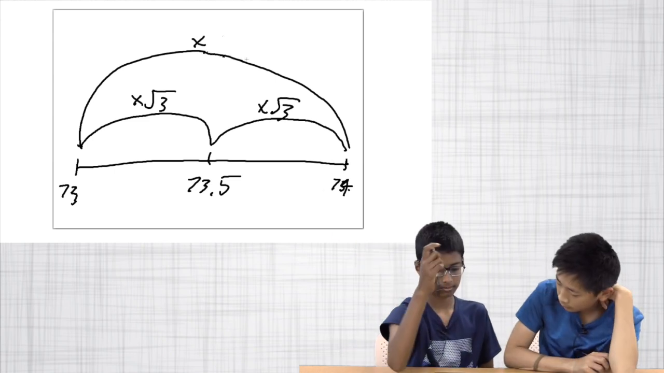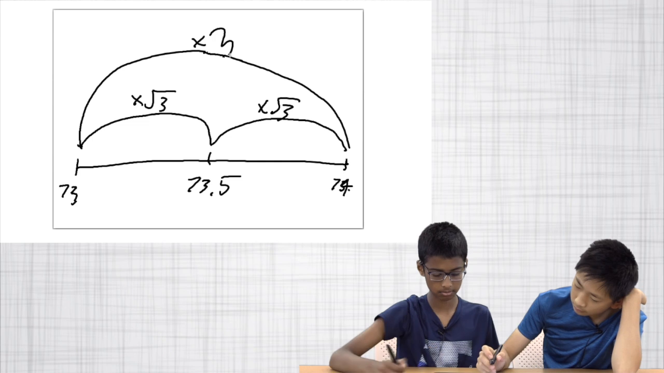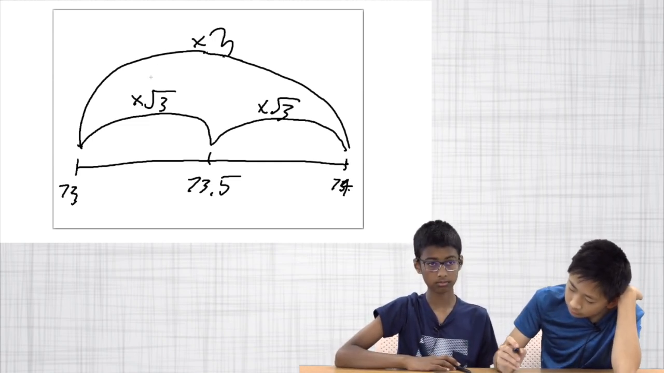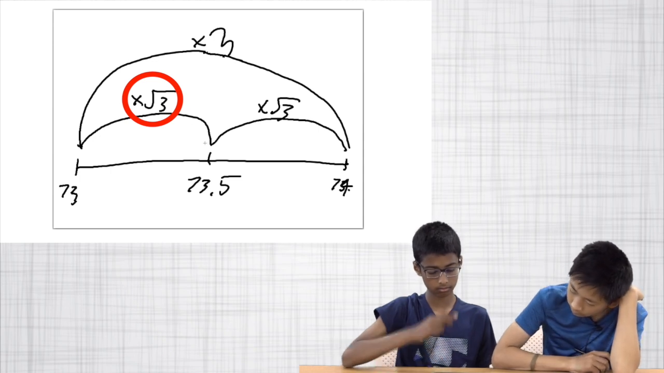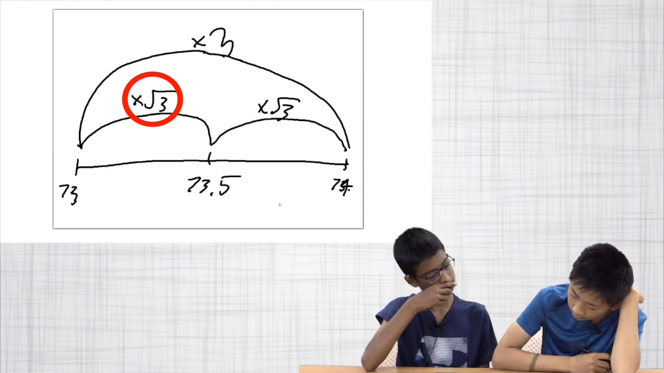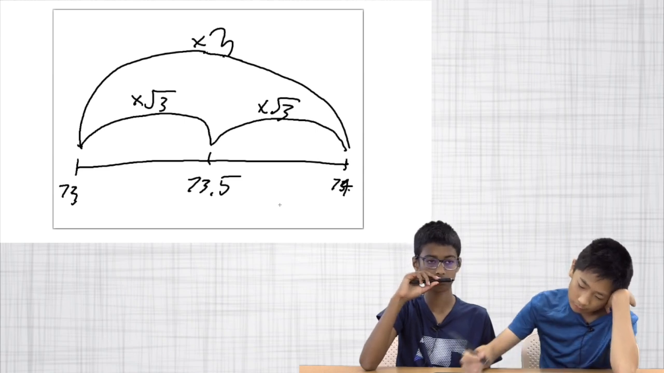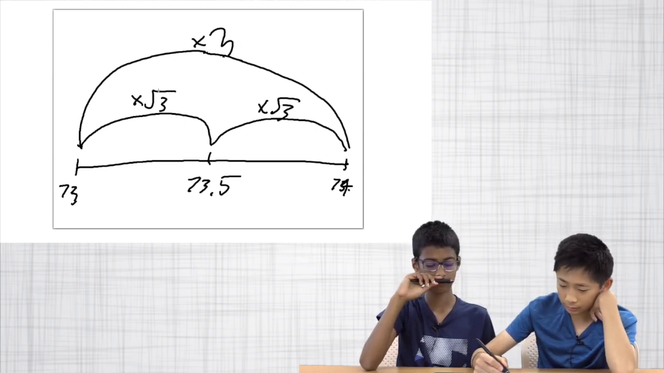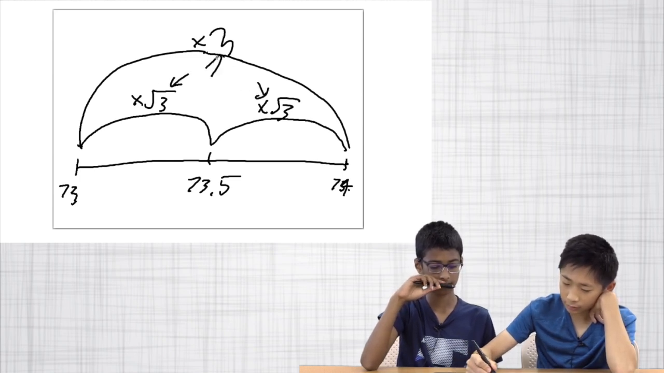So what is that times? 3. Okay, so why is this times the square root of 3? Josh, can you tell me why that's times the square root of 3? Cause you're taking this times this, which is supposed to equal that.